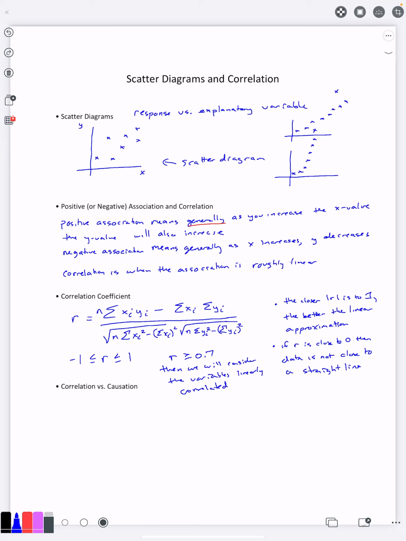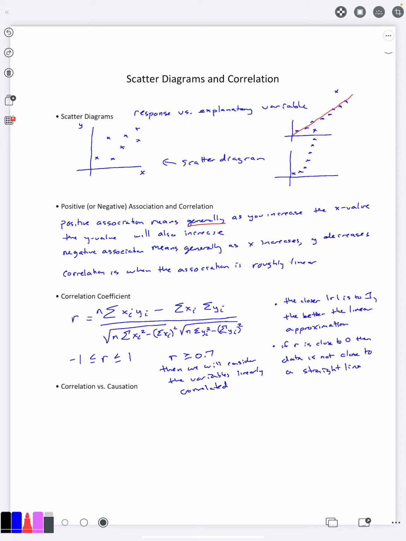Now, what we're going to do is learn how to calculate r. We're going to see examples of that in the calculator. And then we're going to say, well, okay, if it is close to a line, how am I actually going to find that line and what the equation of the line is? But that'll be for a different video.